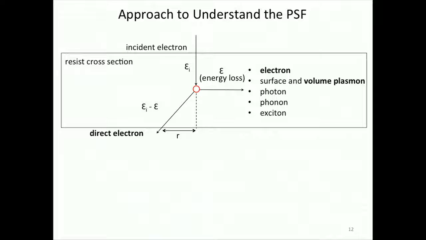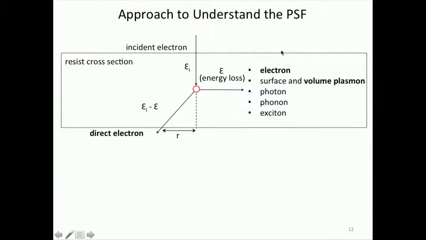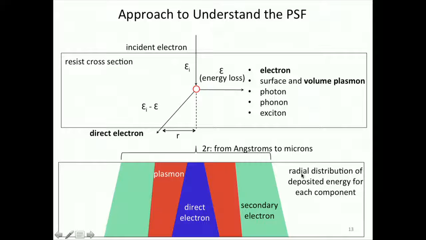It could generate an electron, or a secondary electron, as people usually call it. It could generate surface and volume plasmons, phonons, photons, and excitons. As you can see, this is a very complex problem, and I'm going to focus this study on the phenomena that have the highest probability, which is basically the generation of secondary electrons and the generation of volume plasmons.